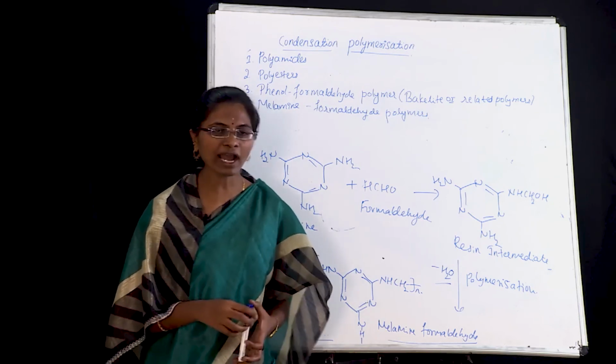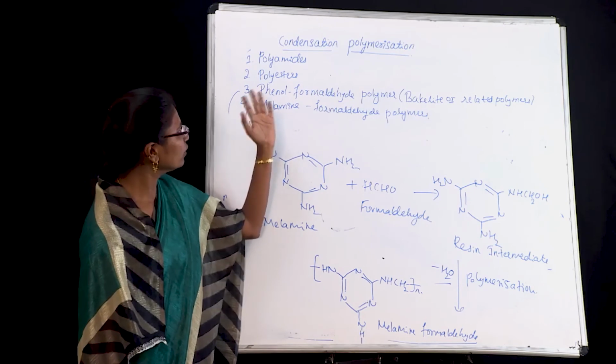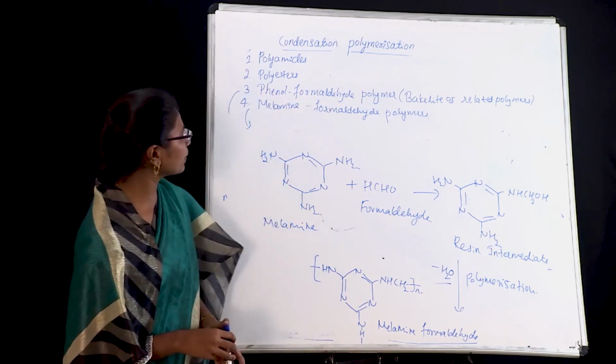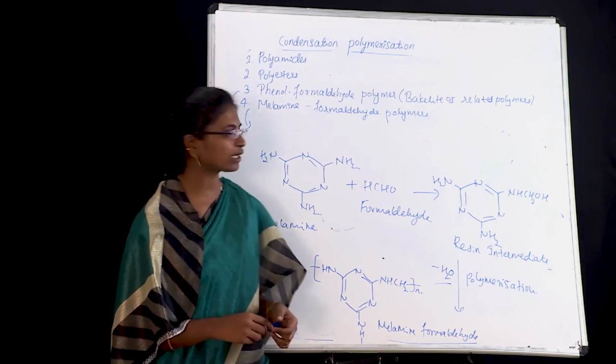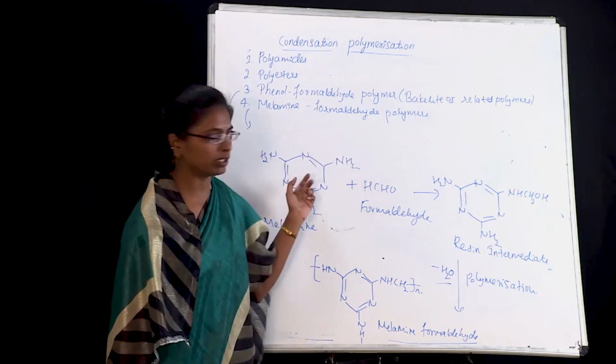So, here we have discussed 4 condensation polymers till now. The first one is the polyamides, then polyesters, then phenol formaldehyde polymers, meaning bakelite or related polymers, and the next one is melamine formaldehyde polymers.